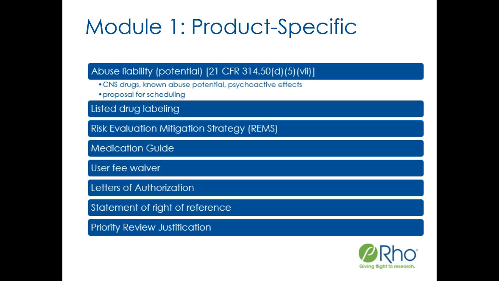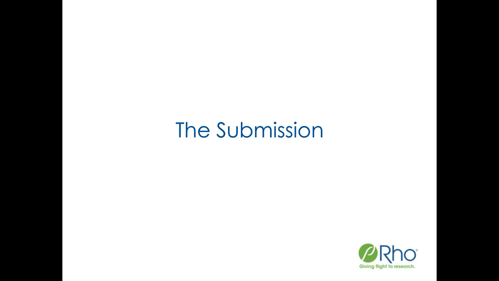The user fee waiver or the user fee has to go in before the NDA. If you're not going to pay that fee, you have to justify. Letters of authorization from people whose data you are accessing. And if you do have a life-threatening disease, you can include justification for a priority review so that your application is reviewed in 8 rather than 12 months. So that includes the documents.